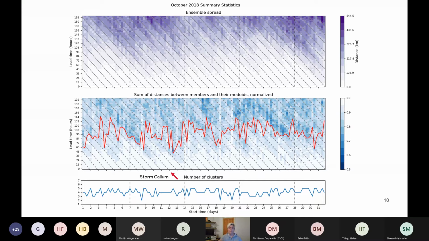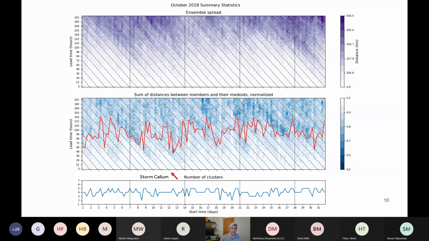But if we move down to the second plot, this is the sum of the distances between the members in a cluster and their medoid, which is what the center of a k-medoids cluster is called, and it's been normalized. You can still see these diagonal trends, but the red line is actually where the algorithm has picked out our window of interest, the start time, which is set for 48 hours. So you can see there's a little arrow down at the bottom of that second plot and Storm Callum written next to it. That's roughly when Storm Callum started to impact the UK.